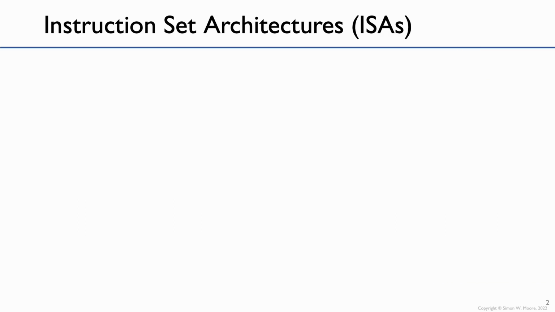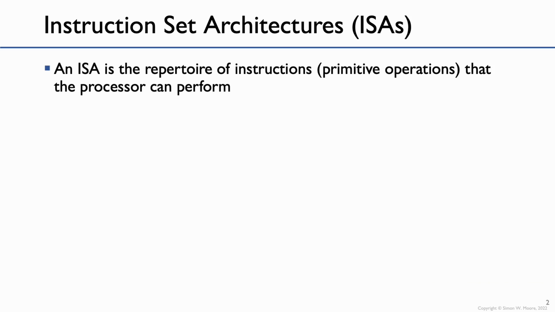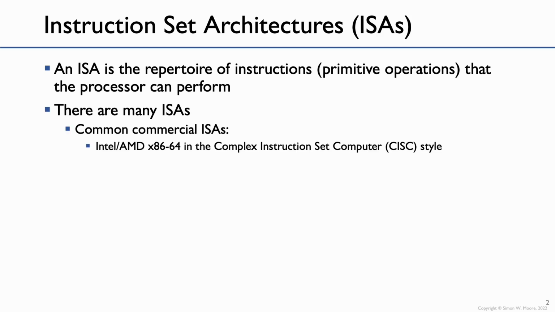So what is an instruction set architecture? Well, it is the repertoire of instructions or primitive operations that the processor can perform. There are many ISAs out there, although commercial reality has really reduced things to two very significant ones. The first one is the Intel or AMD x86-64 architecture, which is a complex instruction set computer style instruction set. I will talk a little bit about this in the last lecture, lecture 10.